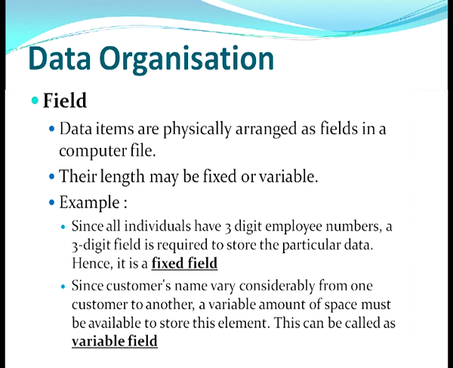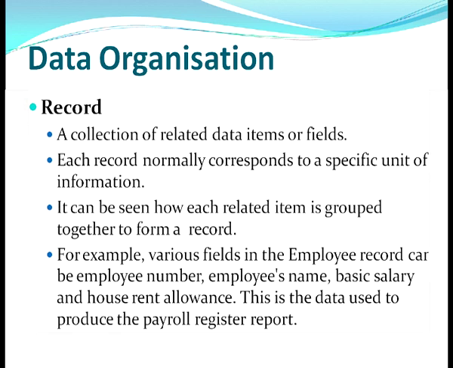Next unit of data organization is the record. It is a collection of related data items or fields. Each record normally corresponds to a specific unit of information. Say for example, a record of a student, which takes into account roll number, name, marks of the student. A record of an employee, which takes into account the employee number, the employee name, his date of joining, say his basic salary. So this entire information of this particular employee is one record.